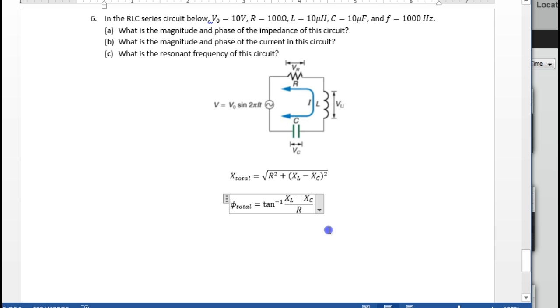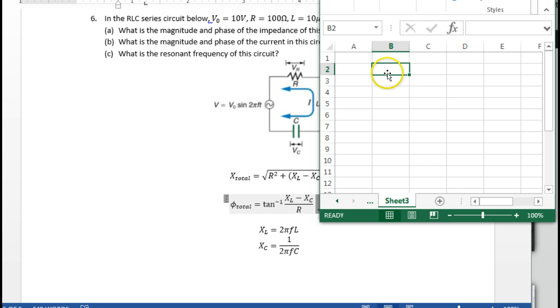And XL equals 2 pi FL, and XC equals 1 over 2 pi FC. All right? Those are all the equations we need to determine the magnitude and phase of the impedance of the circuit. So let's take a look over in Excel.